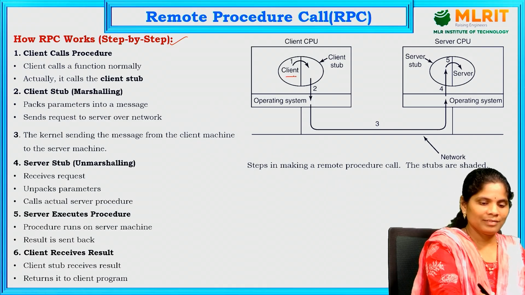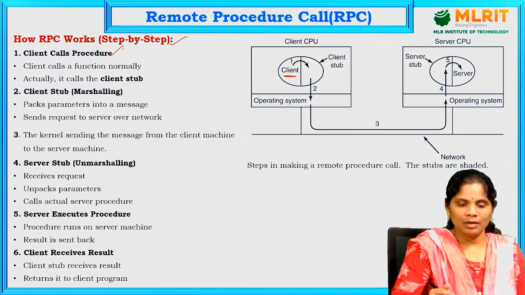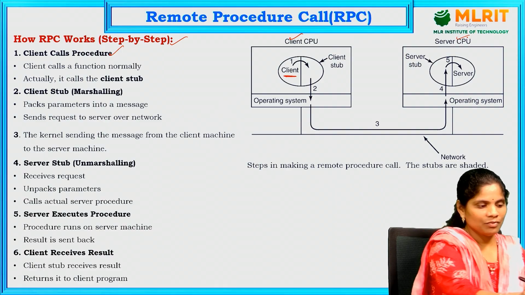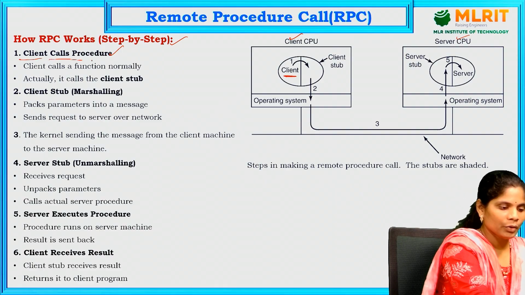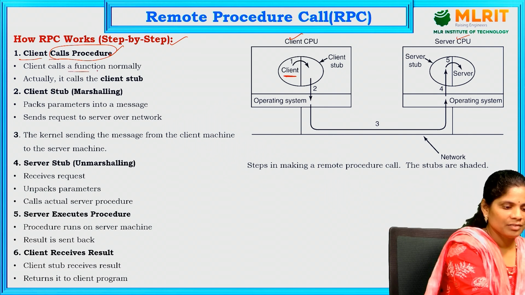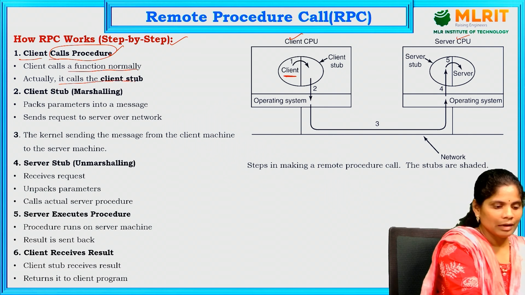First one, here is the client. The client calls a procedure. Here this is the client CPU, and here is the server CPU. The client calls a function normally. So it calls the client stub.